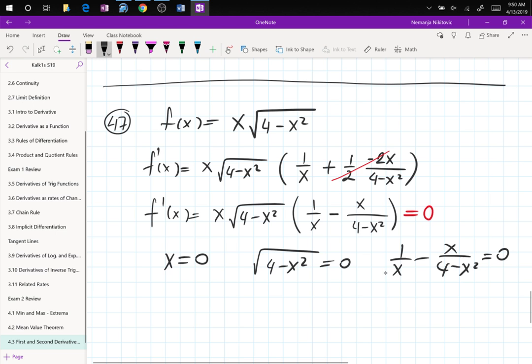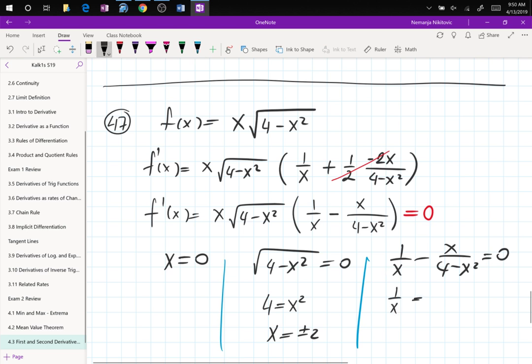x equals 0, that's already done. Now, over here, square both sides, you get 4 equals x squared, x equals plus minus 2. I got another 2 of these. The third one, so these are all separate. Separate them with the blue line here.